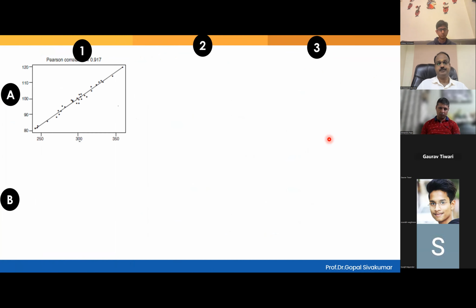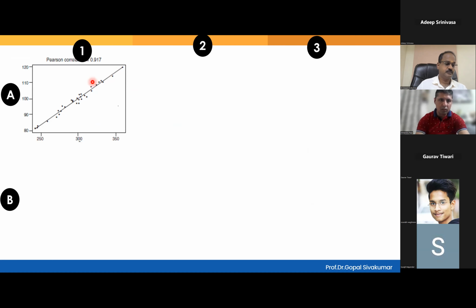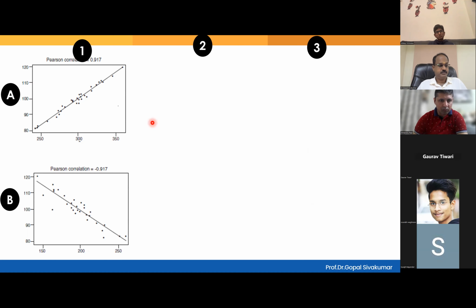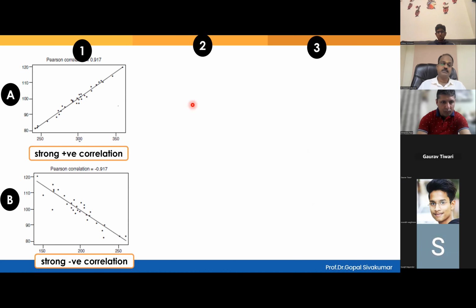Yes, sir. Now let us check. Tell me, what is the correlation you are seeing here for the first scatter diagram? Is it positive or negative? Positive. Okay, so strong, weak, or moderate? Strong. That is confirmed by the R value. Can you see here? R is 0.7. So that is the advantage of having a formula and having a value. Now this one. This is strong positive, then this one? Strong negative. Strong positive, strong negative. And this one?